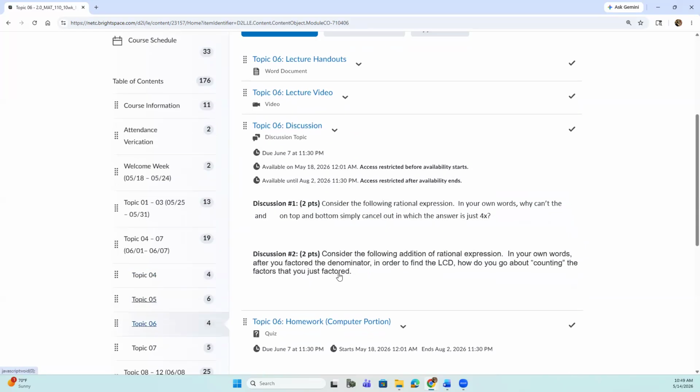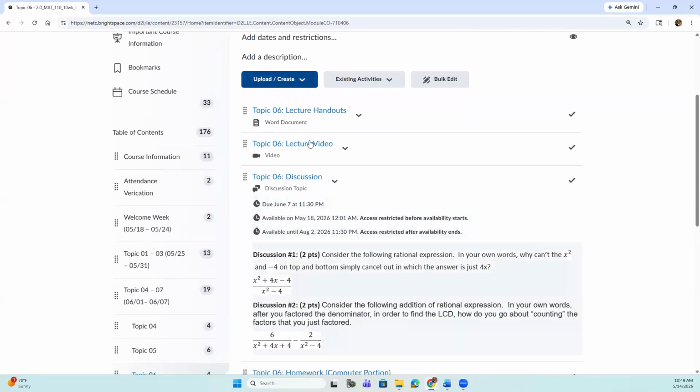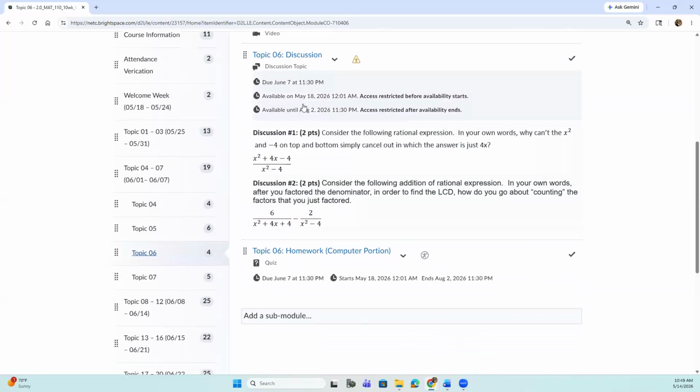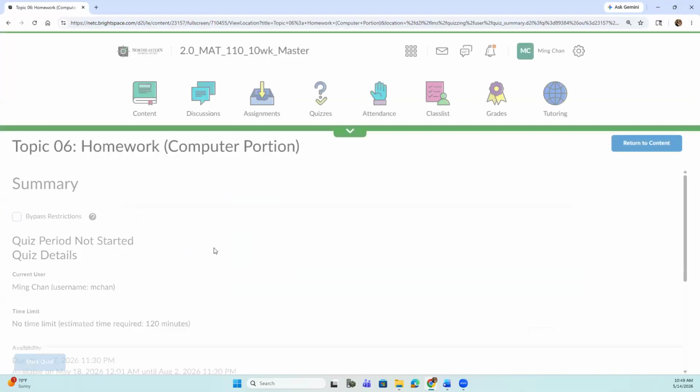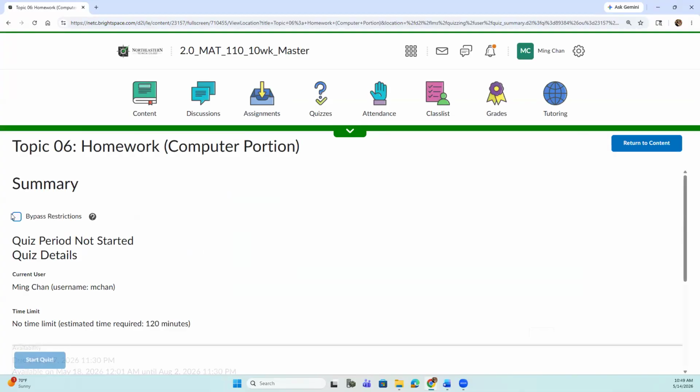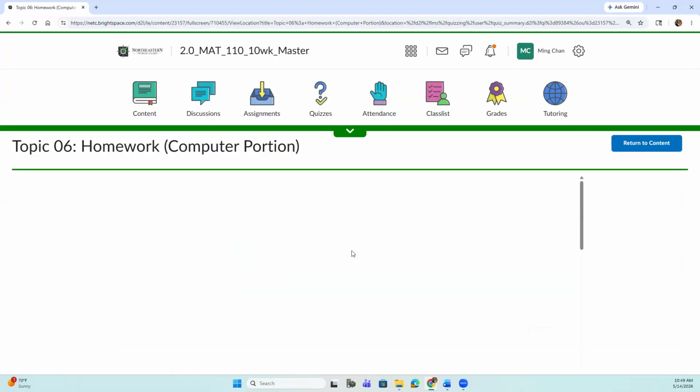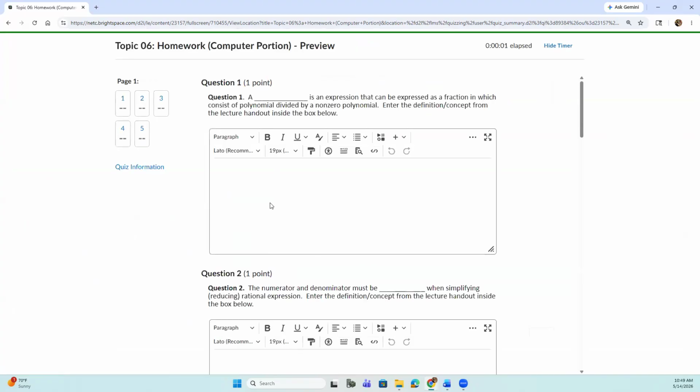All right, let's go to another topic. For topic 6, here are your lecture handout, lecture video, and your discussions. Here are 2 questions here. This particular homework only has a computer portion, so that means you will enter all the answers on the computer.